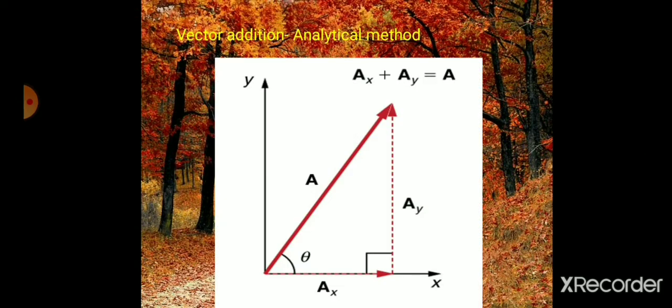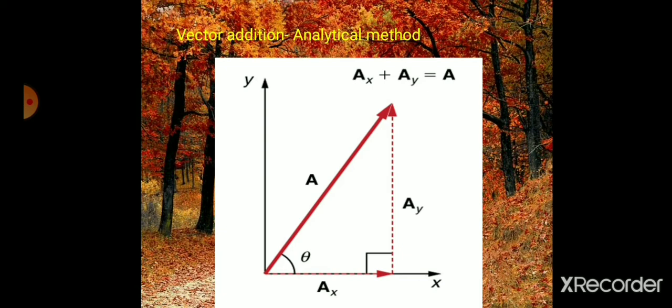Now let us discuss about the vector addition in analytical method. We had already studied that vector A can be resolved into two vectors, one along the x-axis and another along the y-axis.